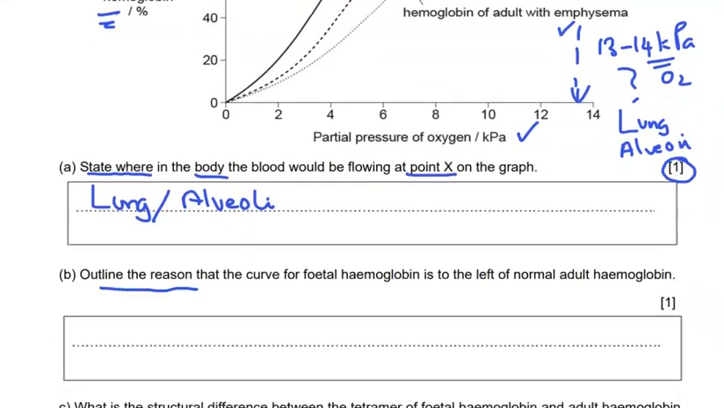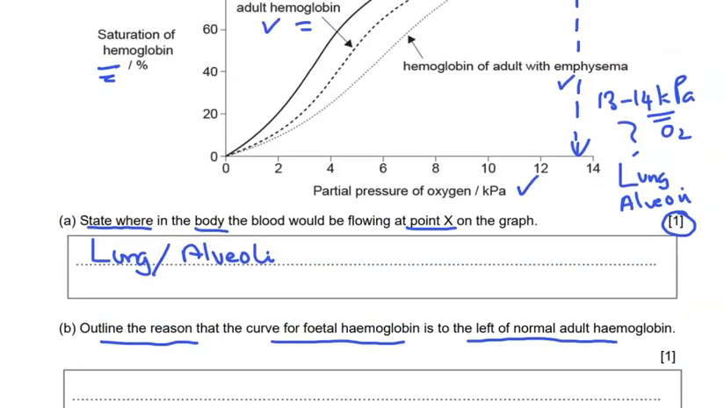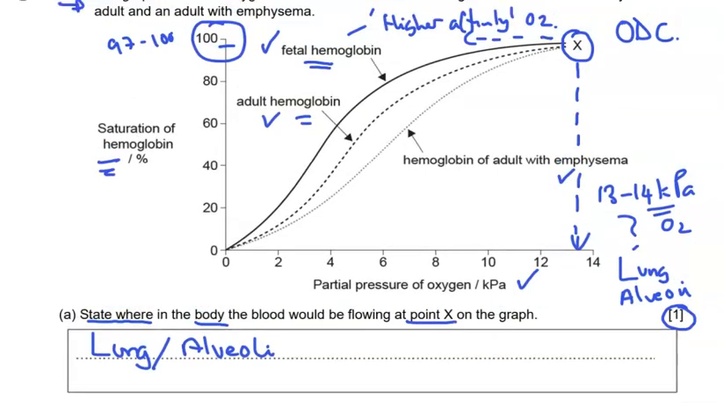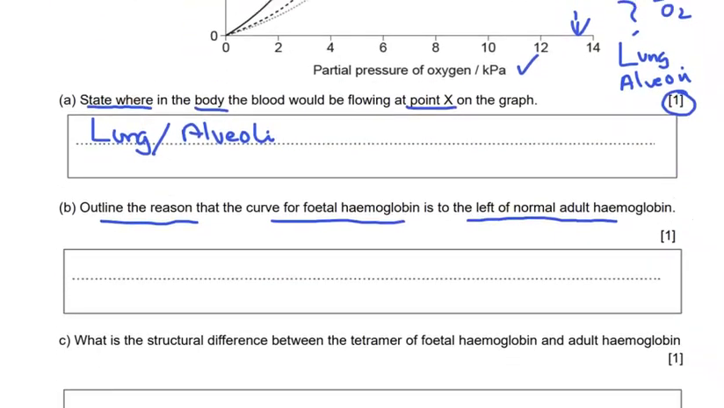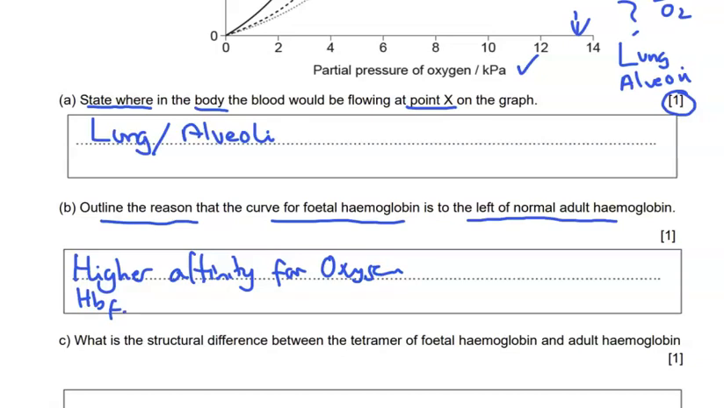Outline the reason that the curve for fetal hemoglobin is to the left of adult hemoglobin. And of course you'll recall that I've made this point already. Sorry to scroll up and down, I know it's distracting, but here's the fetal hemoglobin to the left. And what this shows us, the classic phrase in physiology, is to state that fetal hemoglobin has a higher affinity for oxygen. That's a statement about fetal hemoglobin, HbF.